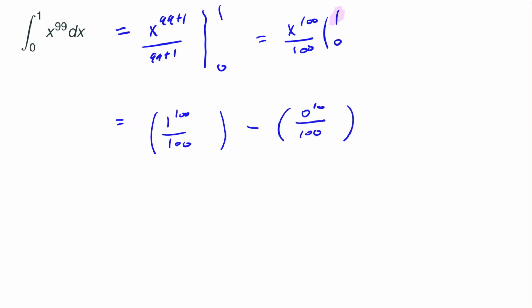So again, I'm plugging in this one right here. Oops, sorry. Right here. And plugging in this 0 right here. So let's simplify this. This is just 1 over 100. This is 0. So we have 1 over 100. So this is our final answer.